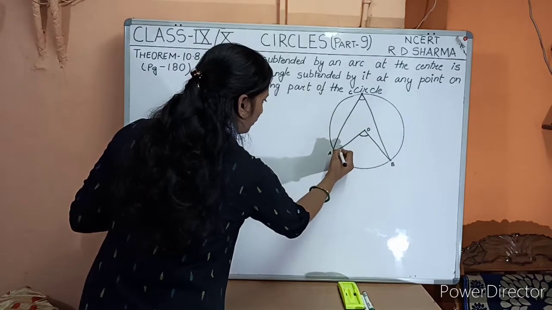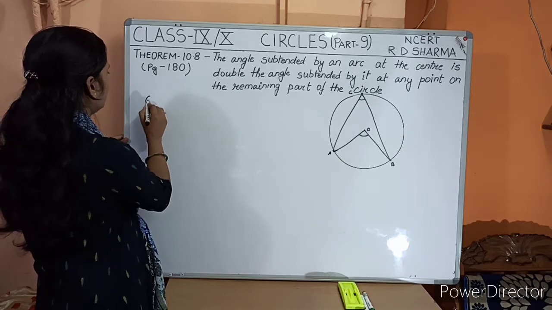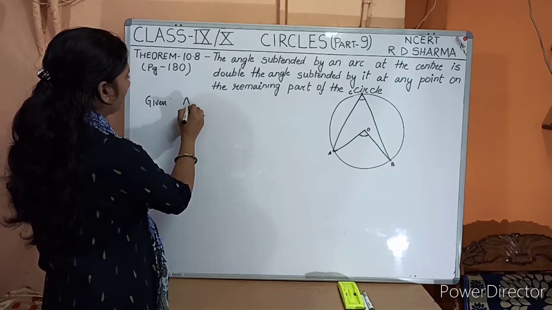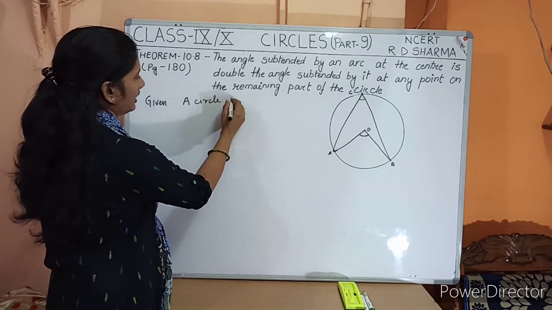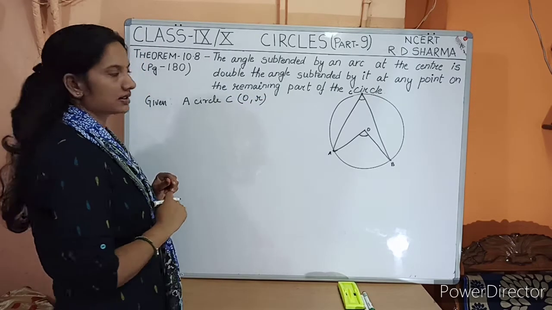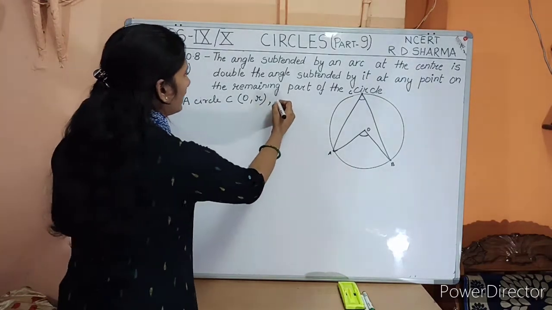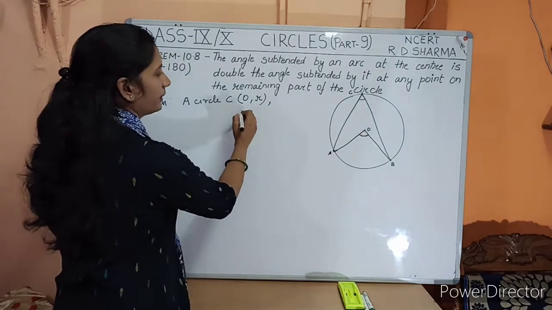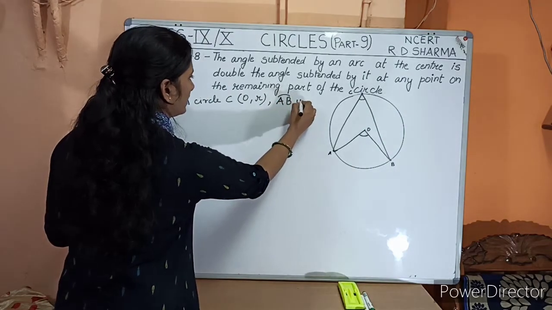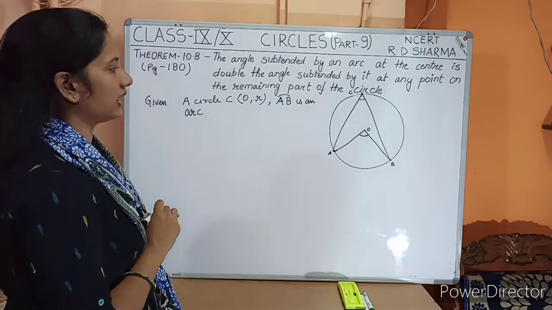So let us write down what is given and what we need to prove here. So children, here in given we will write: a circle is given, its name is C(O, r). O is the center, r is the radius, in which AB is an arc. Now three possibilities are arising here.